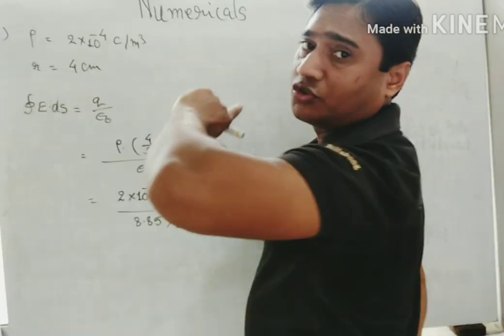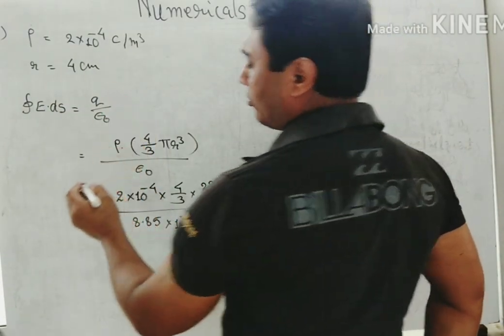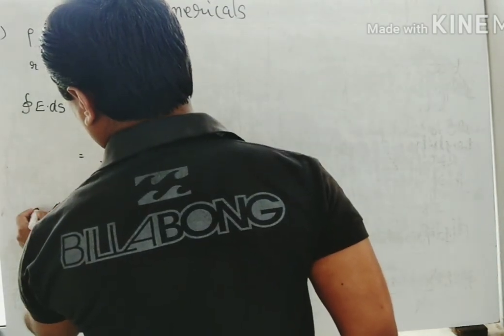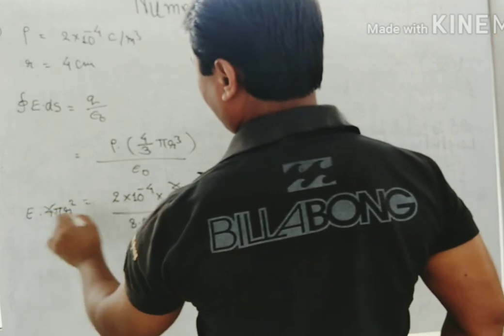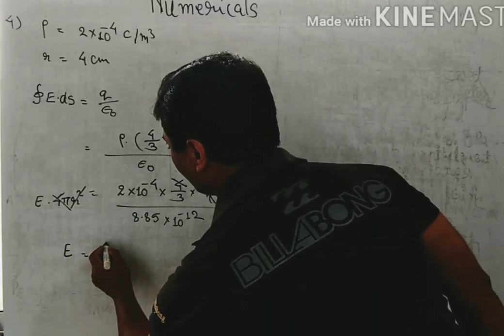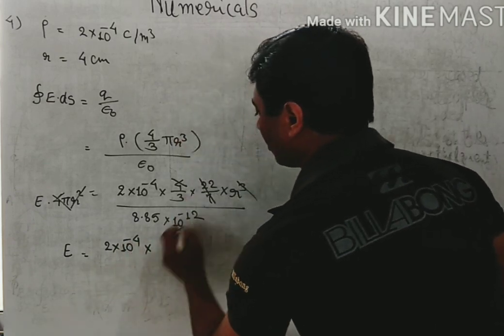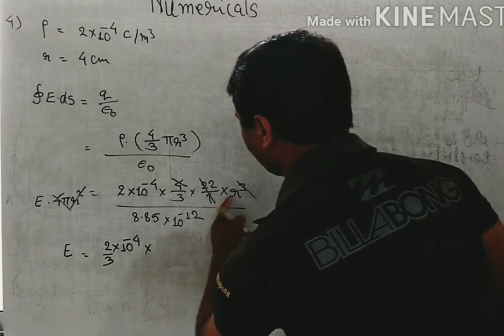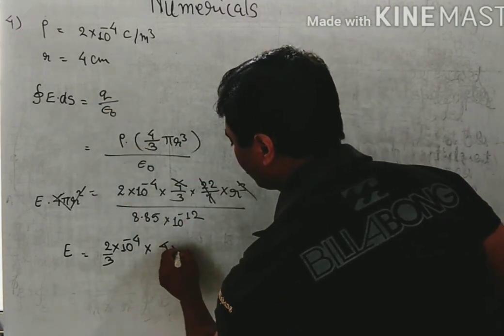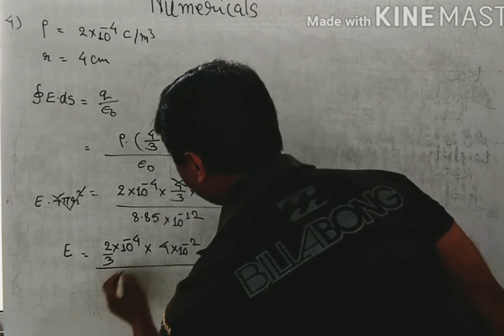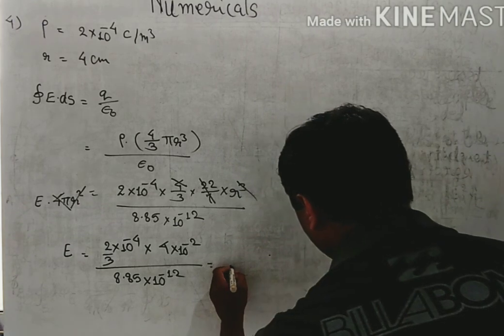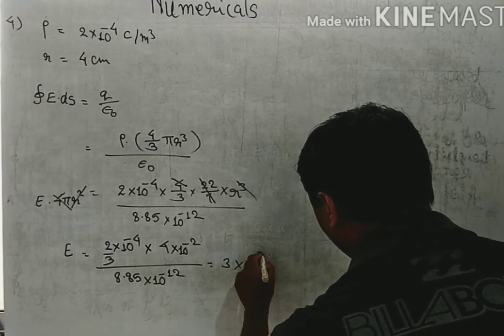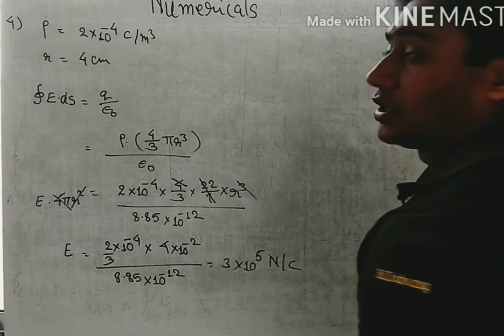Now since this electric field will be uniform over the whole spherical surface, the area would be 4 pi r square into E. So here you can simplify by cancelling the 4 pi, and the r square with r will get cancelled. So simply E equals 2 into 10 power minus 4 into r, with the 3 going to the denominator, where r is given to be 4 into 10 power minus 2 meter, divided by 8.85 into 10 power minus 12. So students, when you solve it, you'll get approximately 3 into 10 power 5 Newton per Coulomb as your answer.